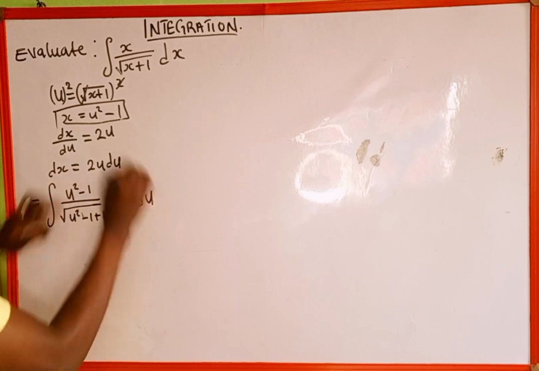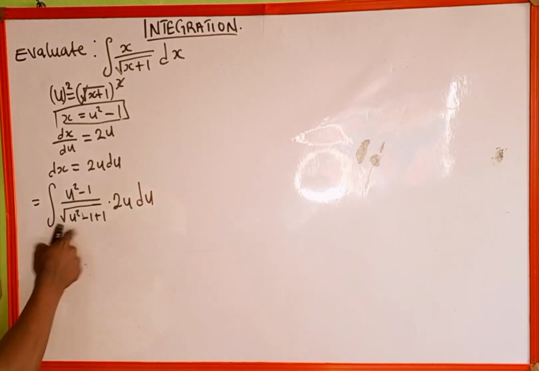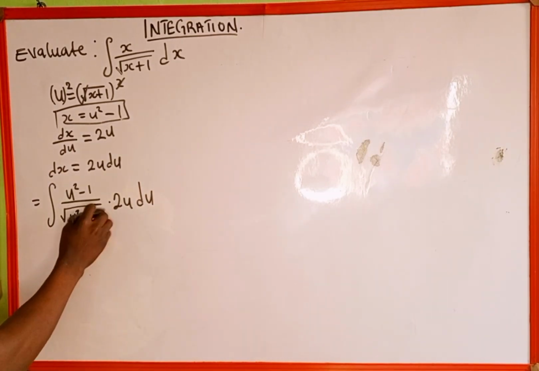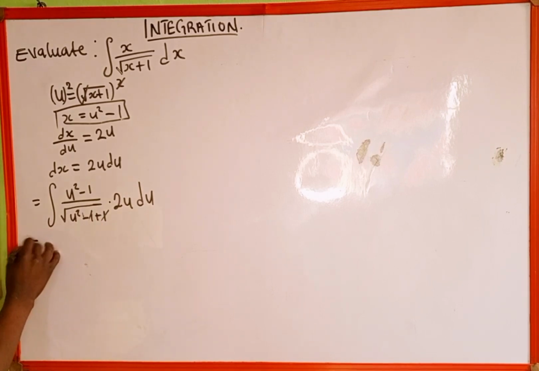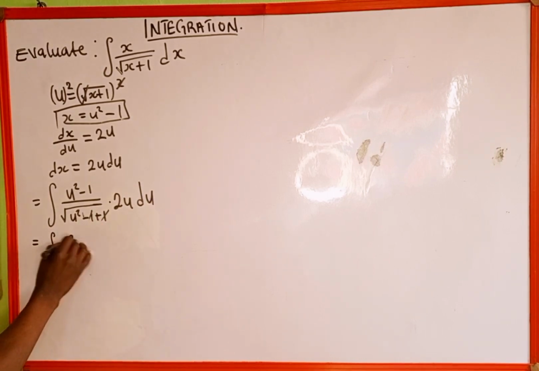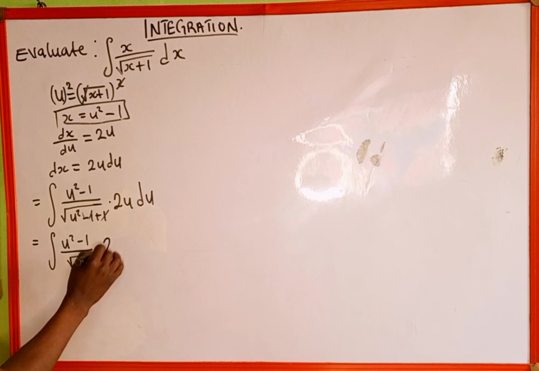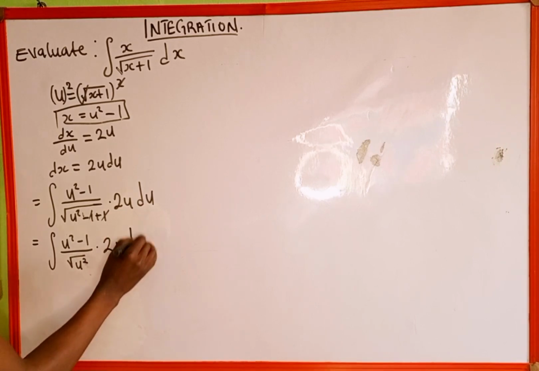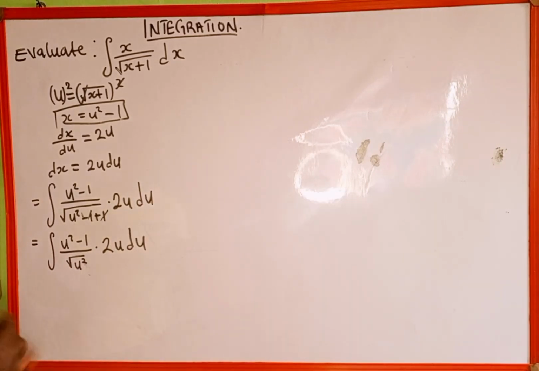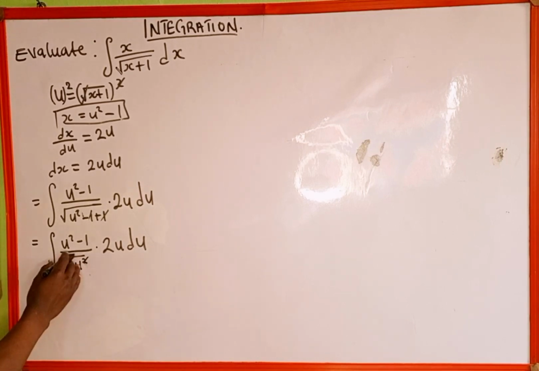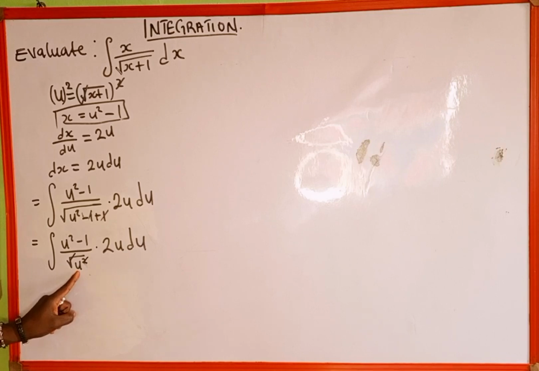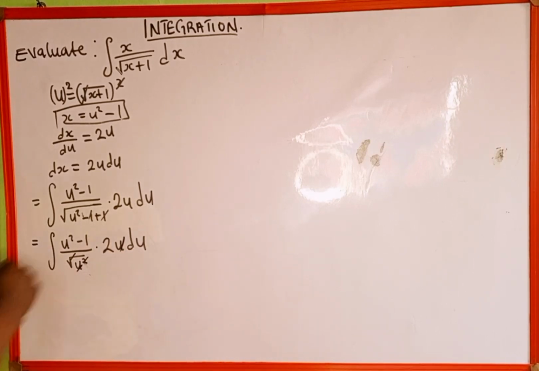2u du. Now the next thing we're going to do, this negative 1 and positive 1 is going to cancel. So we're going to be left with what? Integral of u square minus 1 all over what? Square root of u to the power of 2, then multiply by 2u du. Now the next thing we're going to do, we know that square and square root, they are going to cancel. So this square is going to cancel this square root. It will remain only u. And this u is dividing this u. So this u also is going to cancel this u.